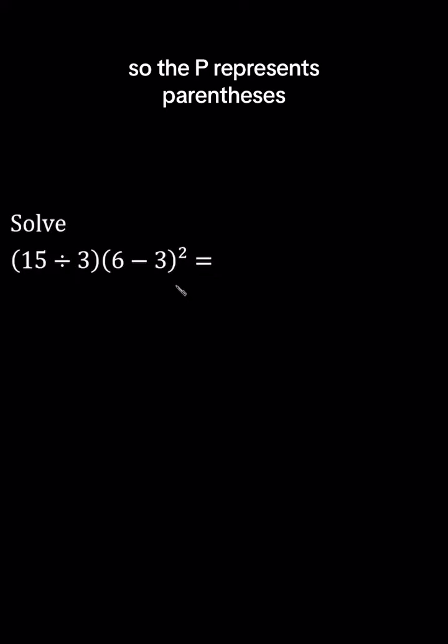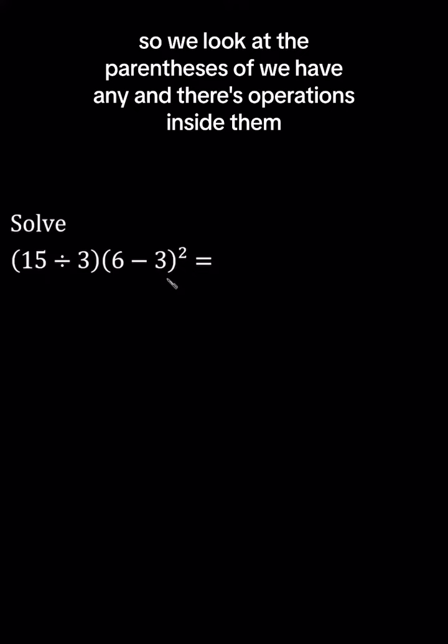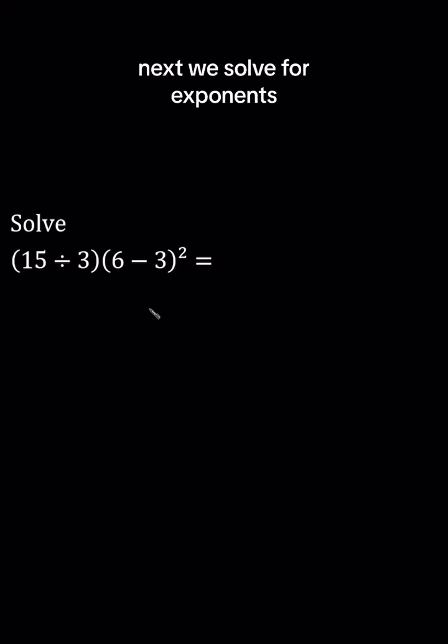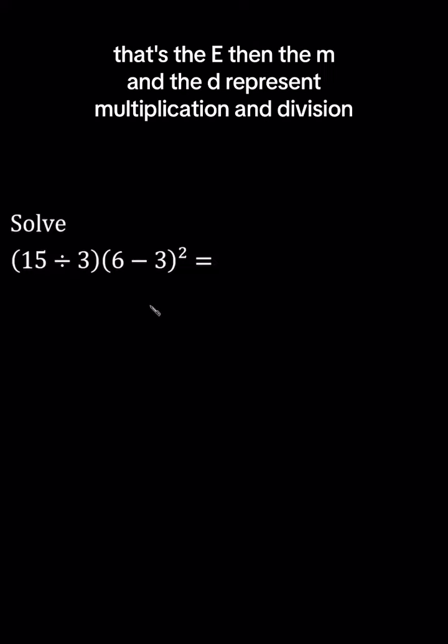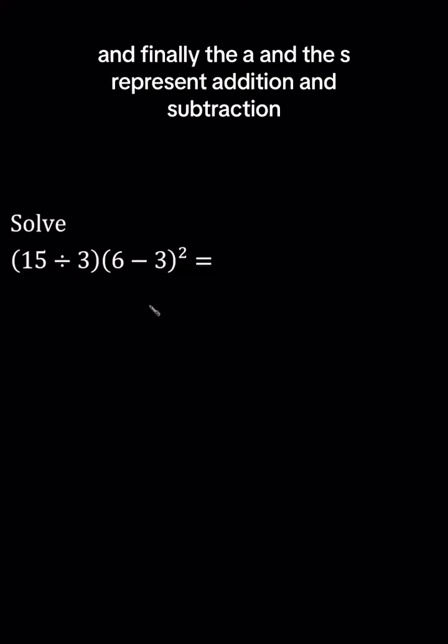The P represents parentheses, so we look at the parentheses if we have any, and if there's operations inside them, we solve those first. Next, we solve for exponents. That's the E. Then, the M and the D represent multiplication and division. And finally, the A and the S represent addition and subtraction.